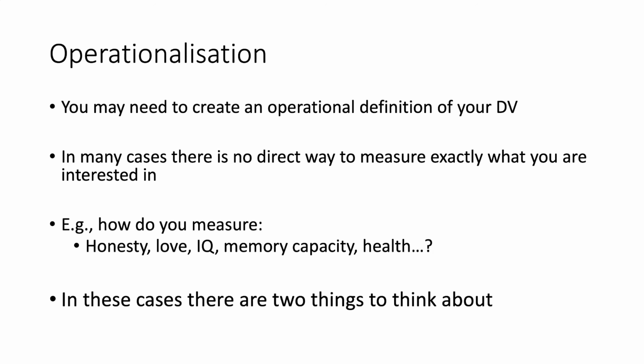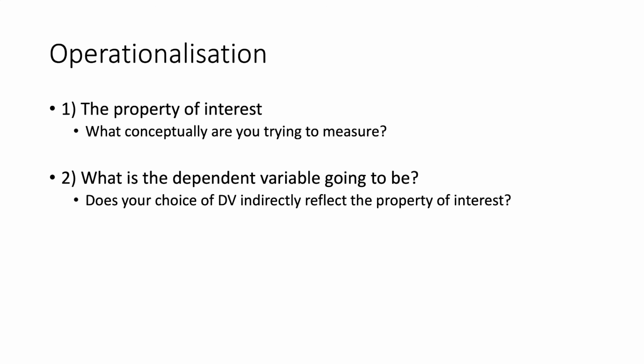So in these cases, there are a number of things to think about when you're operationalizing your variables. One, you've got to think of the property of interest. What's the concept that you're trying to measure, right? And you need to be able to define that. And then what is the dependent variable going to be? How are you going to measure it? The choice of your dependent variable is very important, and it must, if you can, have a good overlap with your concept, what you're conceptually trying to achieve.